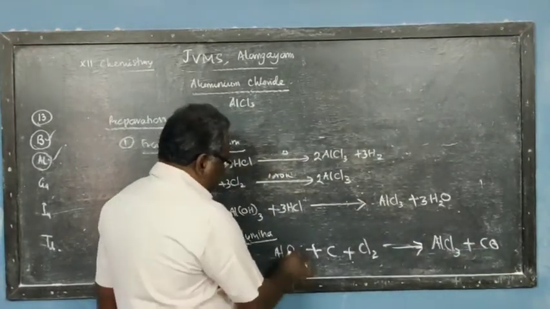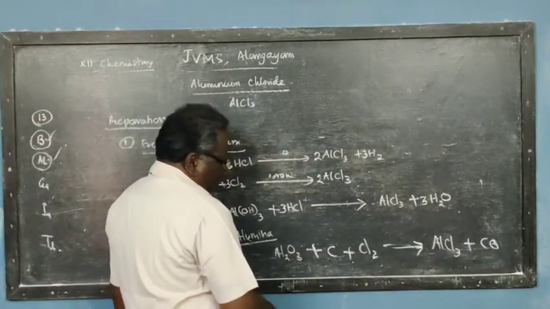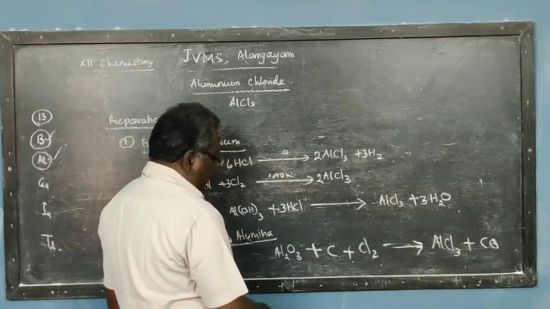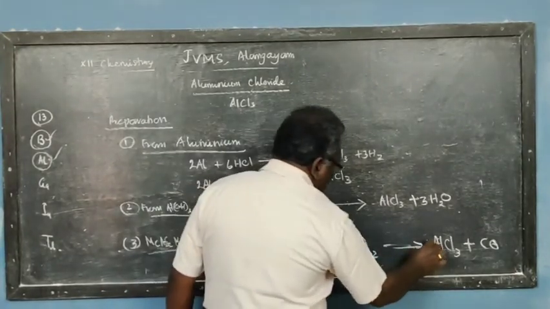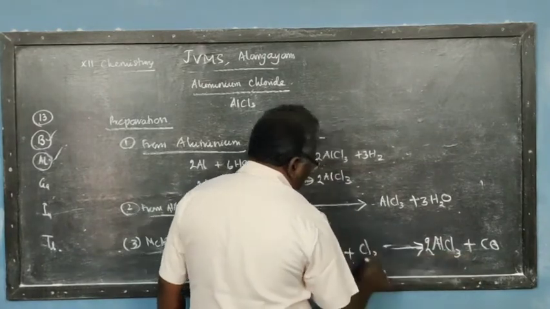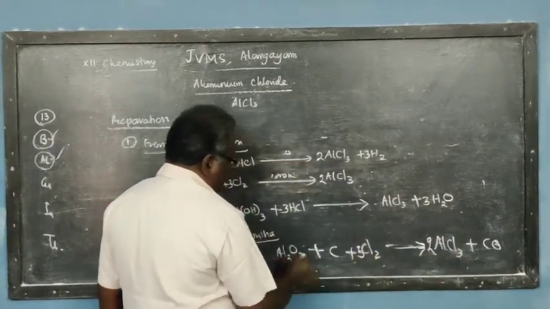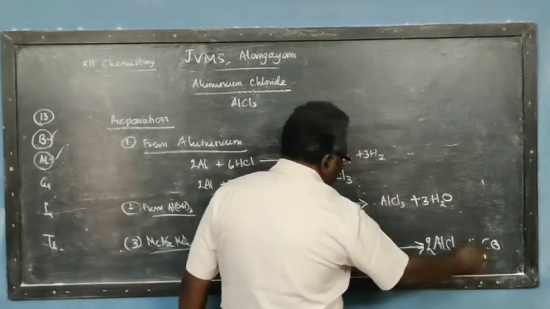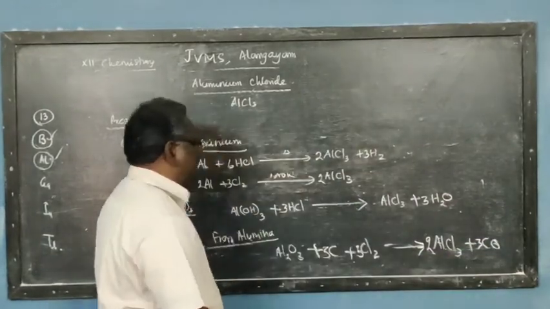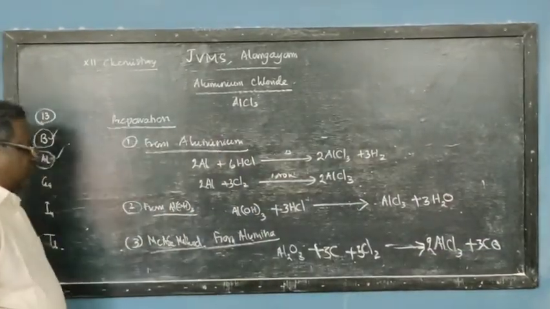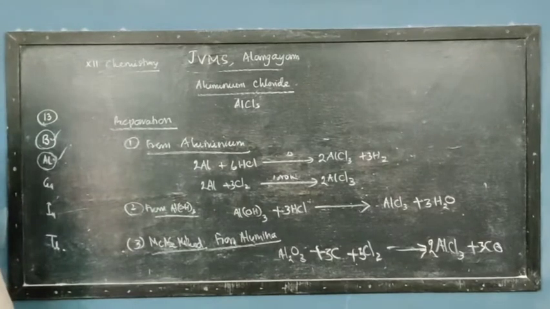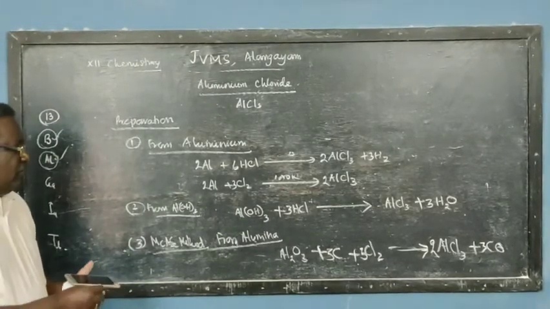So 3 carbon will have to be used. 2 aluminum chloride, you have to multiply this by 2, and chlorine is 6. 3 carbon will react with 3 oxygen, forming 3 carbon monoxide. So these are the 3 methods of preparation of aluminum chloride.